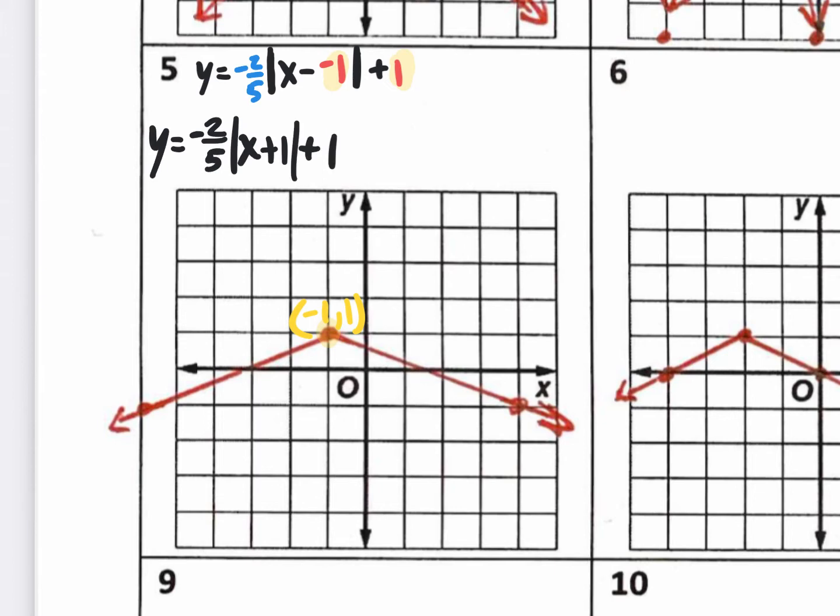How about the domain? Actually, let's write the vertex. The vertex was negative 1 comma 1. And the domain, again, like always, x equals all real numbers. The range, y is clearly below the y value of 1. That's the maximum height at the y value of 1. So y is less than or equal to 1.